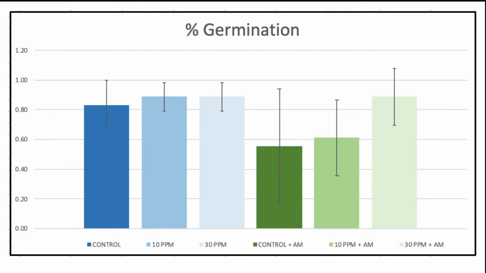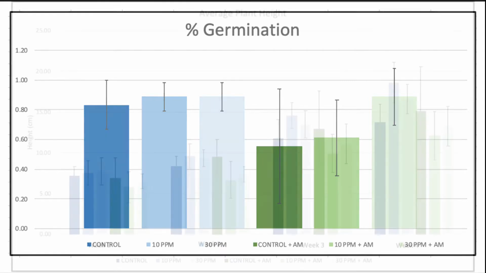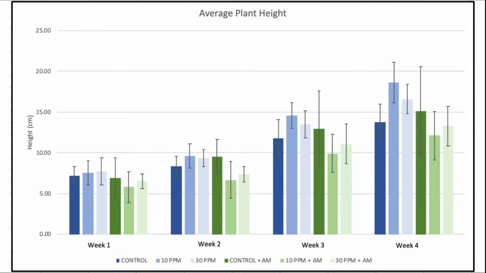Germination rates were highest in treatments without the AM inoculant. In the treatment with the inoculant, there was a trend for higher germination rates in soil with higher contamination. The average height of the plants did not vary significantly across the treatments.